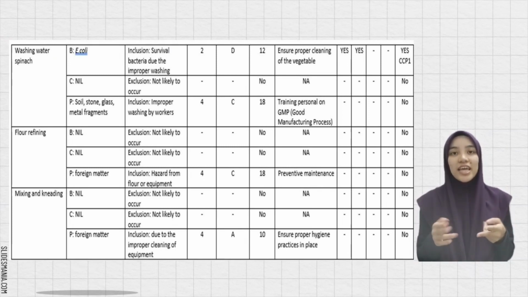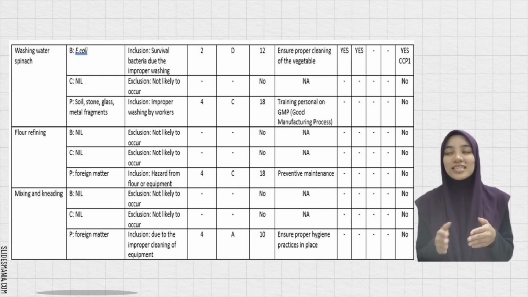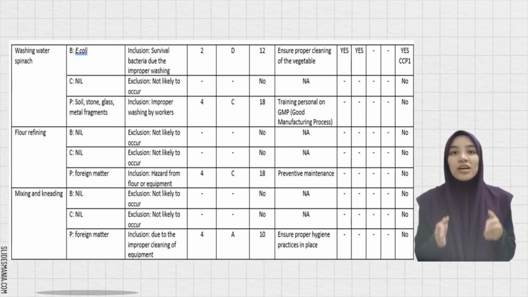In washing water spinach, two potential hazards are found, which are biological and also physical. For the biological hazard, which is E. coli, due to improper washing, the severity is 2, which can cause severe illness, and the likelihood is type D, which is not expected to occur. To control this, we need to ensure proper cleaning of the vegetable and train the personnel on the GMP. Because this hazard is important for the product safety, it needs a critical control point.